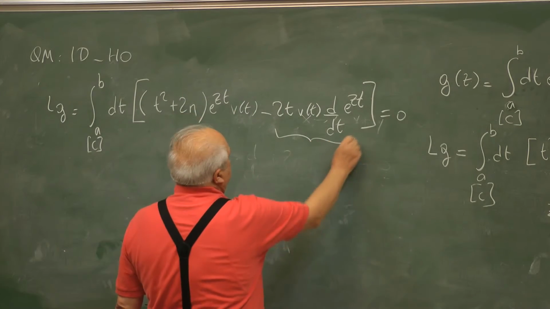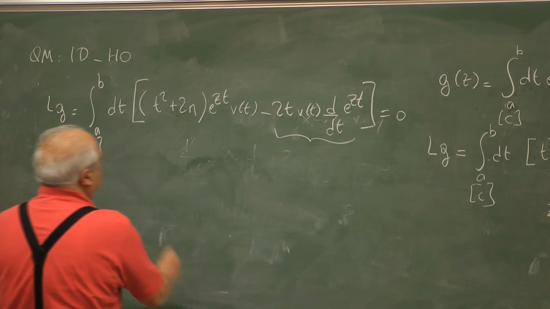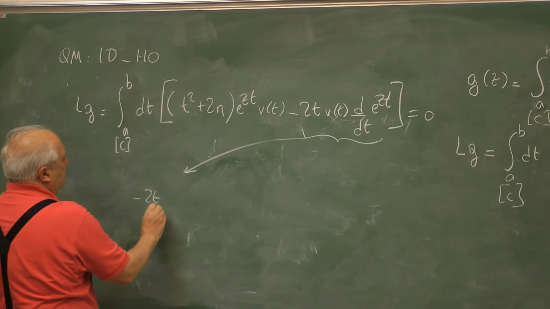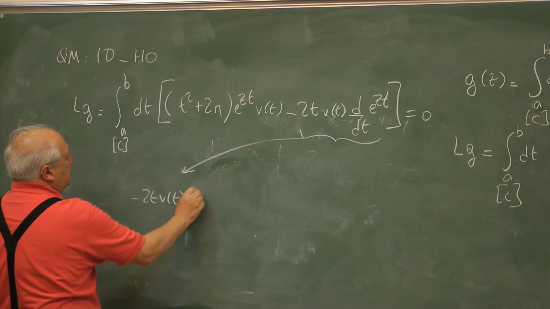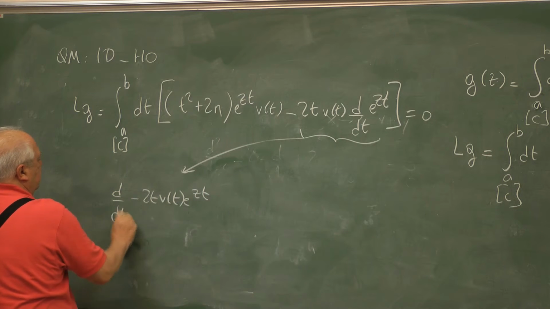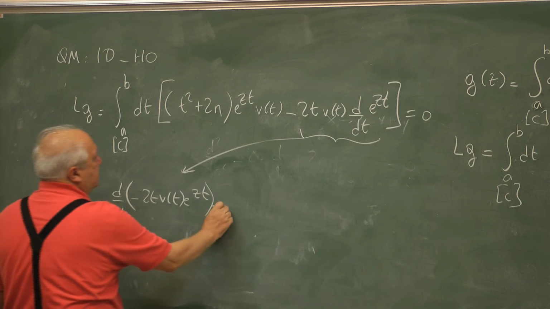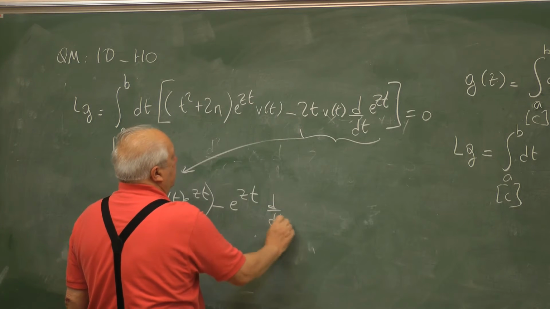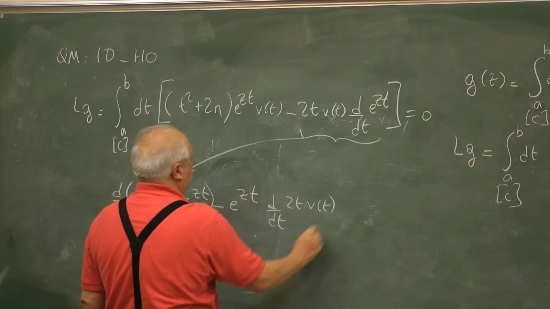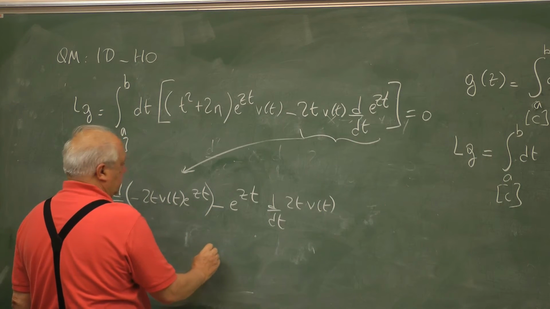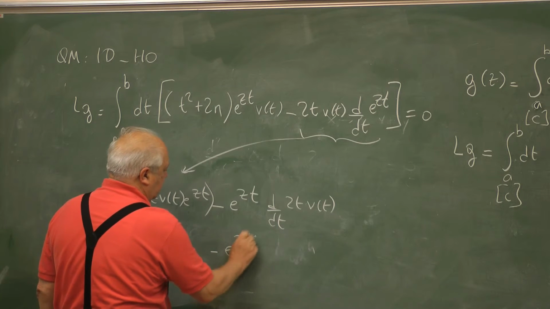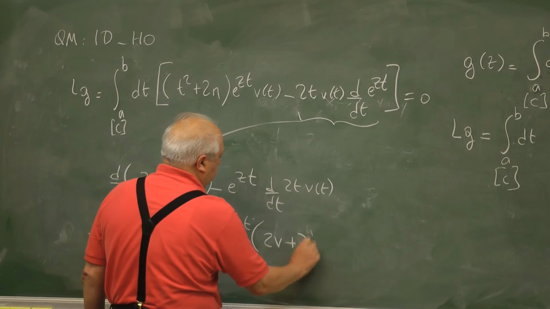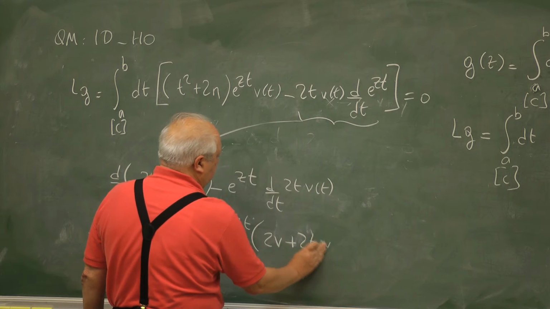So we can use integration by parts. I'm just pulling this part: minus 2t v(t) e^{zt}, minus e^{zt} d/dt of 2t v(t). Taking the derivative, minus e^{zt} (2v + 2t dv/dt).